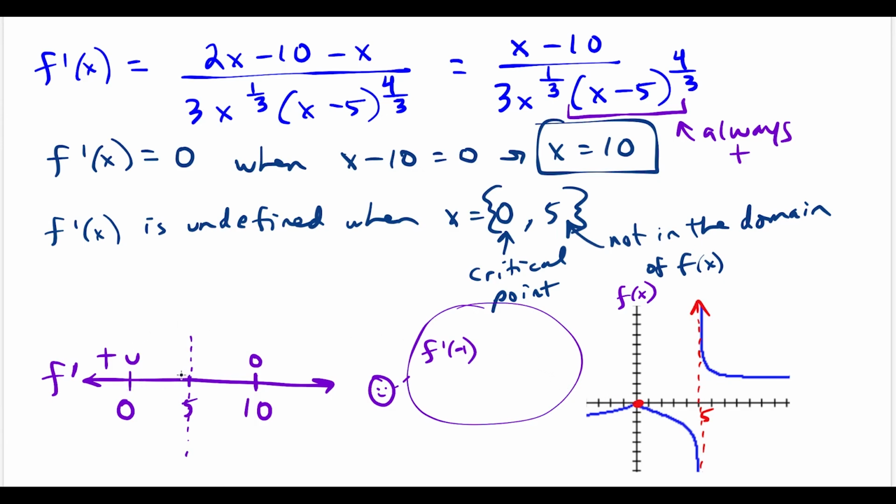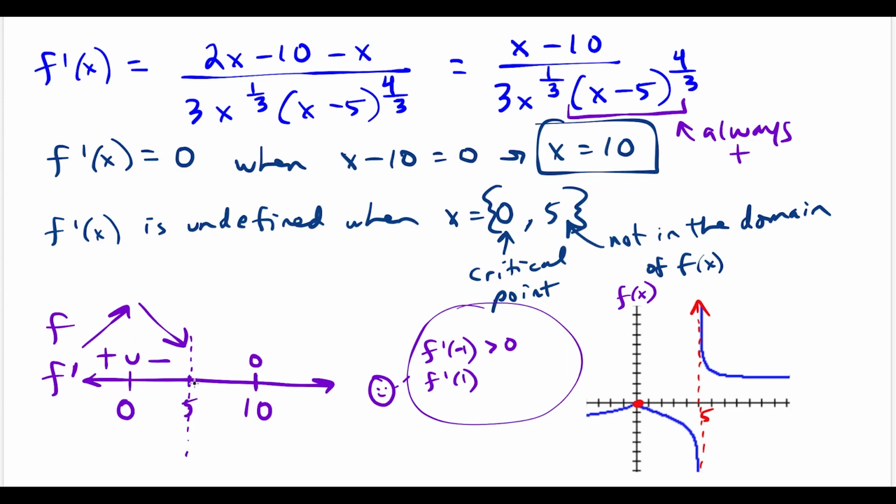Now from 0 to 5, I would plug in 1. So far we had this one was positive. F prime of 1, if you plug in, now I have 1 minus 10 is negative. The cube root of 1 is positive. This is always positive, so I have a negative over a positive, which is negative. So notice I have a sign change from plus to minus. So the behavior of f, we're going from increasing to decreasing. So we have a local maximum at x equals 0.